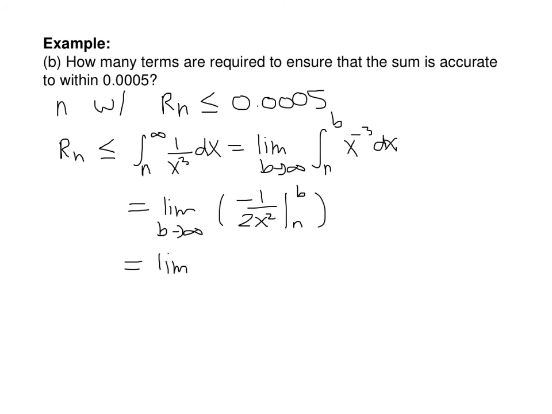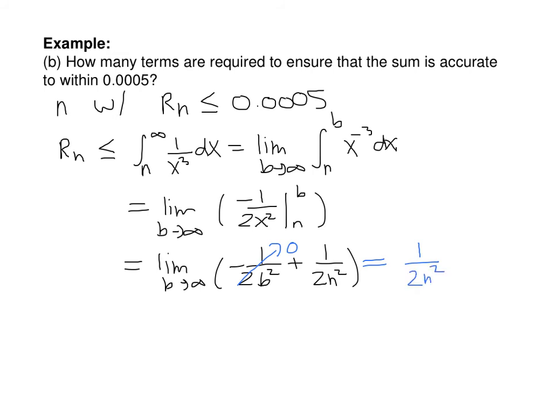Or we have the limit as b goes to infinity of negative 1 over 2b squared plus 1 over 2n squared. And since b goes to infinity, this term goes to 0, and our r sub n is less than or equal to 1 over 2n squared. So what we have to have now is this 1 over 2n squared needs to be less than 0.0005. So now we just need to solve that inequality.